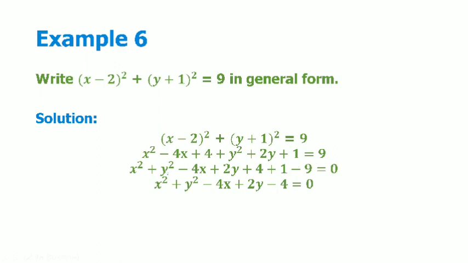And then arrange the terms where the squared terms shall be the first terms. So we have x squared plus y squared minus 4x plus 2y, and then simplify all the constants. So we have 4 plus 1, and transposing 9 to the left, this becomes negative 9. Therefore, 4 plus 1 minus 9 is equal to negative 4. Therefore, the final equation is x squared plus y squared minus 4x plus 2y minus 4 equals 0.